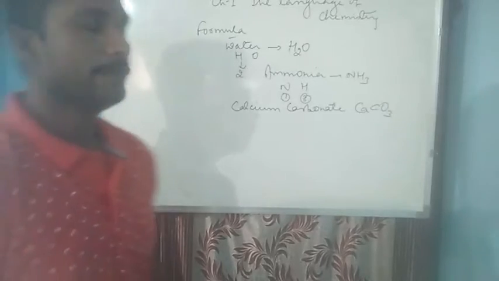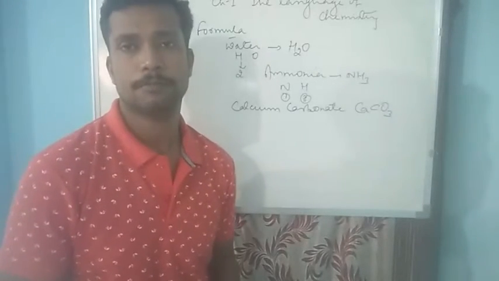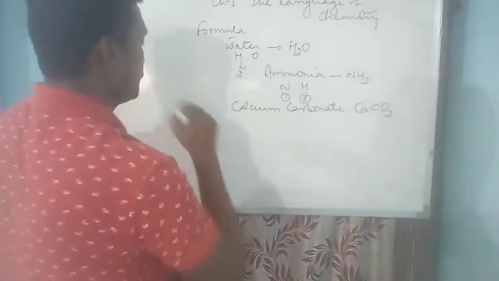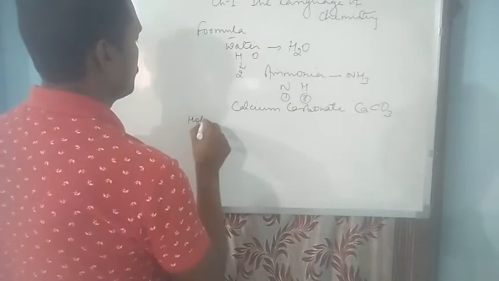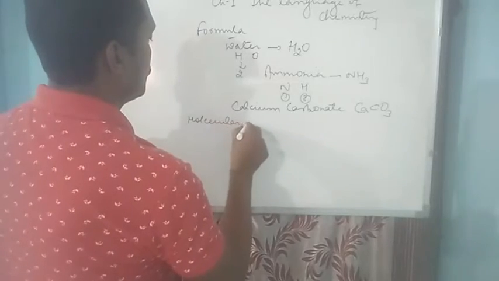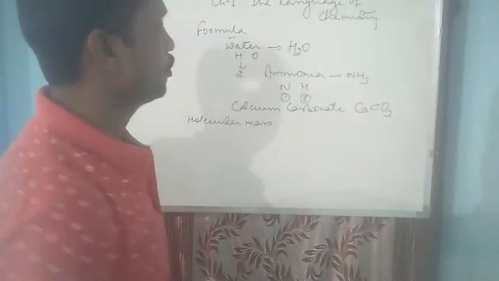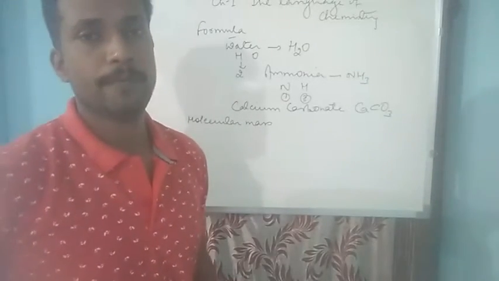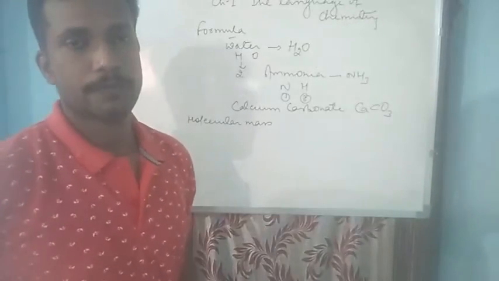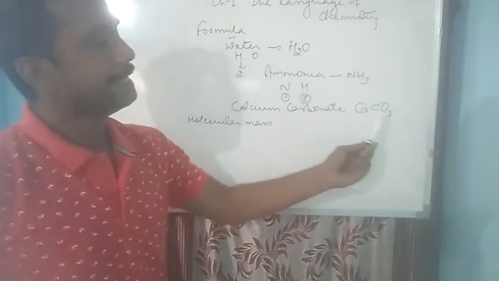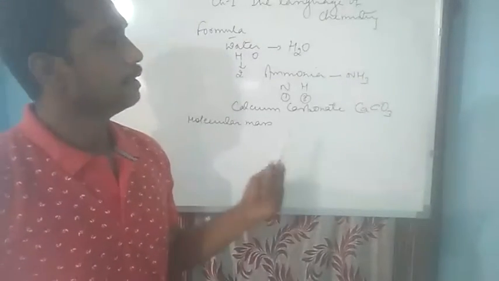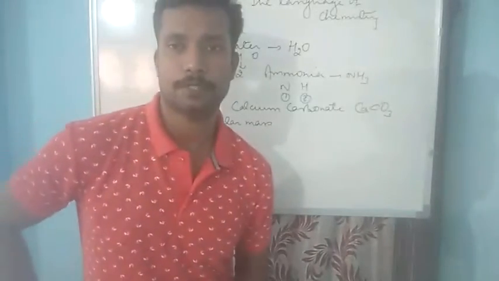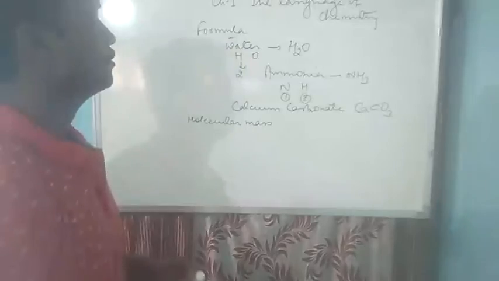Now after this we will see how to find out the molecular mass. Molecular mass is the sum of the atomic masses of each atom of different types in a given molecule. Let us see how to find it out.